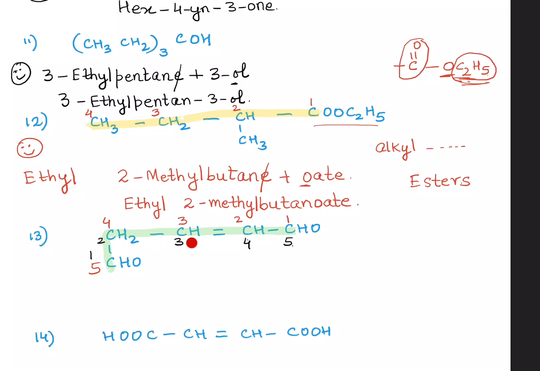So which numbering is correct? Because your aldehydes are at position number 1 and 5. They are sorted. But what about the double bond? Yes, you always go for the lower locant, correct? So which is the correct system of numbering? The one in red or the one in black? Yes, the one in red is the correct system of numbering, right?